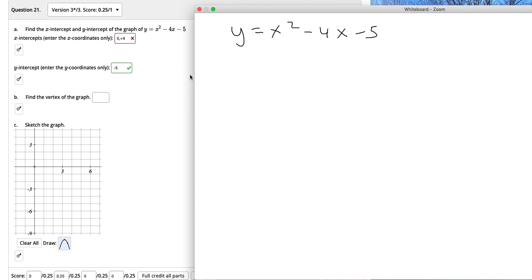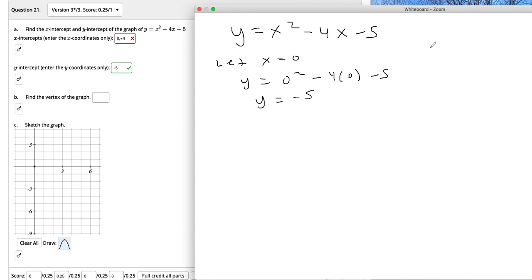Anytime we're trying to find a y-intercept, we're going to let x equal 0, because if it's crossing the y-axis, then the x has to be 0. So we let x equal 0, and that gets us y equals 0 squared minus 4 times 0 minus 5. So all that stuff just drops out, and then right there on the end is going to be your y-intercept. So y equals negative 5.